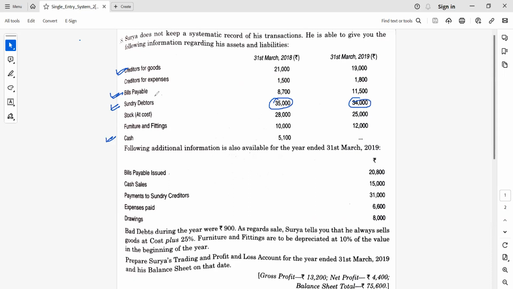And after that, there is bills information also. Cash sale is given, but we cannot use cash sale. We generally use credit sale, and it is not given in the question. We have to find out credit sale.